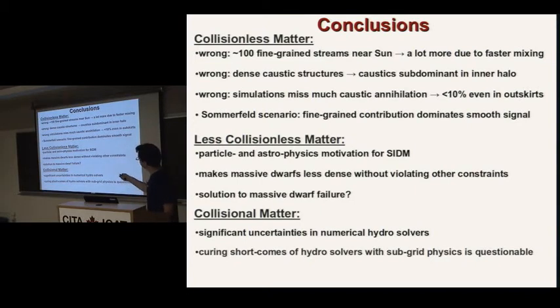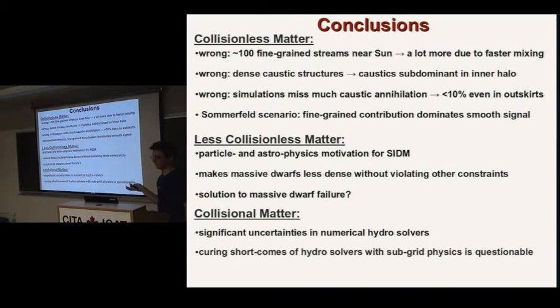Then based on these two points, it was sometimes stated that the annihilation radiation that we calculate with N-body simulations is missing a large fraction because all these small scale structures are not resolved. This is also not true, because even in the outer part, the contribution of fine grained streams and caustics is below 10%. All these three points, of course, change if you turn on the Sommerfeld enhancement, then you really get the fine grained distribution dominating the signal.